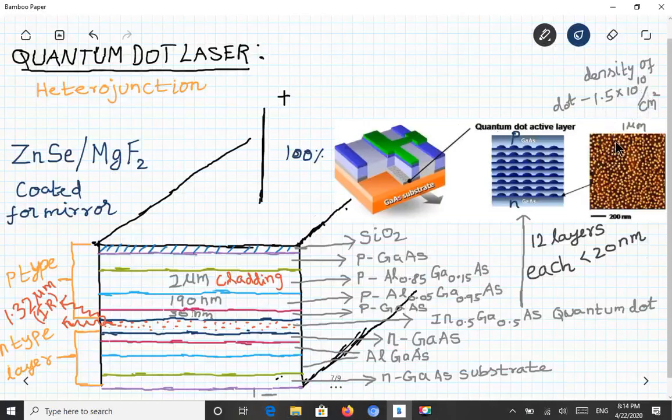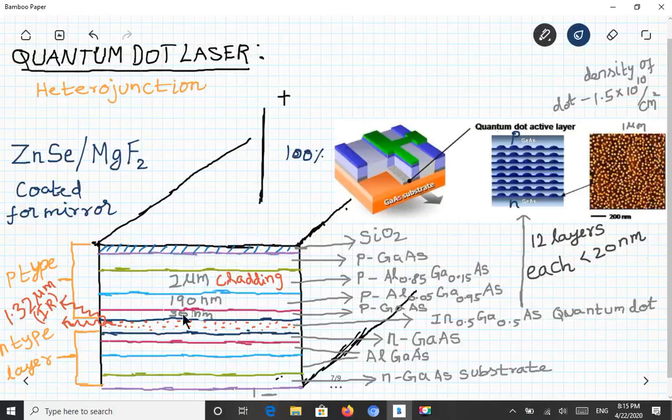So that's how it will be so dense. It is actually a 1 micrometer picture, which is an enlarged picture for 4 centimeter by 4 centimeter, so a 16 centimeter square picture this is. But if you really look at 1 centimeter square, you can see 1.5 x 10^10, that much dense. So 12 layers, and each layer consists of many quantum dots, and the total density is 1.5 x 10^10 per centimeter square.